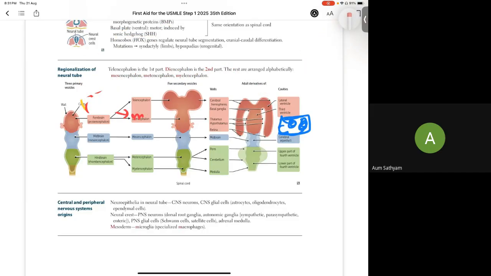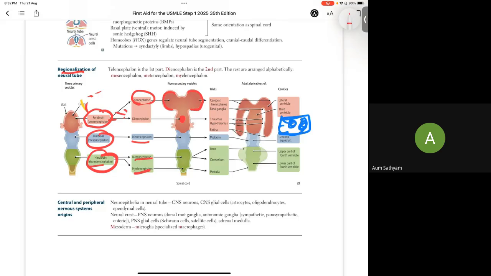Okay, so the next one is regionalization of the neural tube. It's really simple. First of all, we are going to have prosencephalon, mesencephalon, and rhombencephalon, these three structures, right? The prosencephalon is further going to differentiate into telencephalon, which gives rise to the cerebral lateral aspect, and diencephalon. Diencephalon is going to give rise to a lot of things which we are going to see. The mesencephalon is going to stay as mesencephalon, and in the end it will give rise to your midbrain, while the rhombencephalon is going to be divided into two, that is metencephalon and myelencephalon, right?